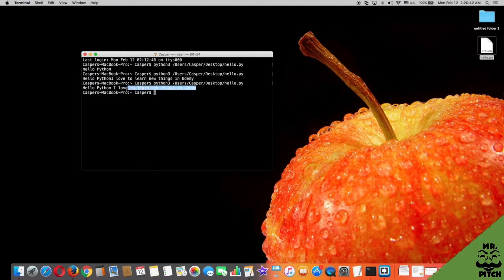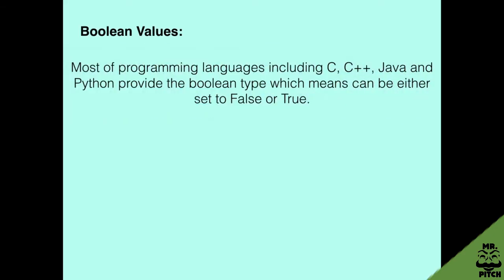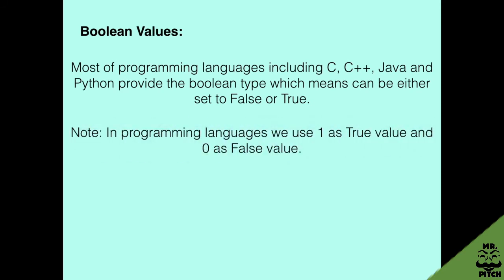Cool? Boolean values. Most programming languages, including C, C++, Java, and Python, provide the Boolean type, which means it can be set to either false or true. Note, in programming languages, we use 1 as true value and 0 as false value. Let's see how.